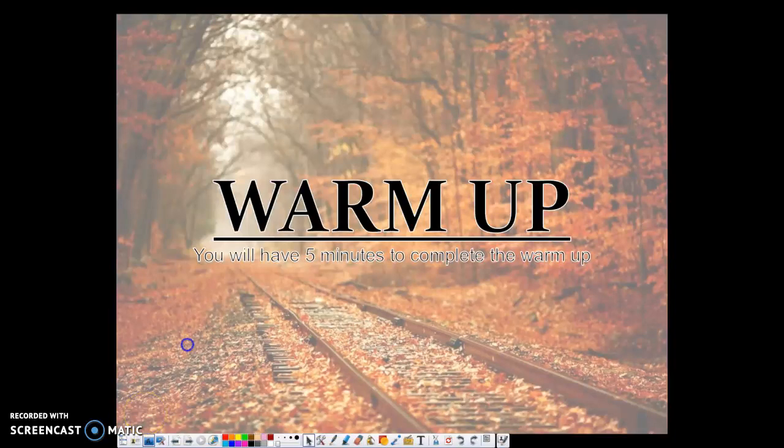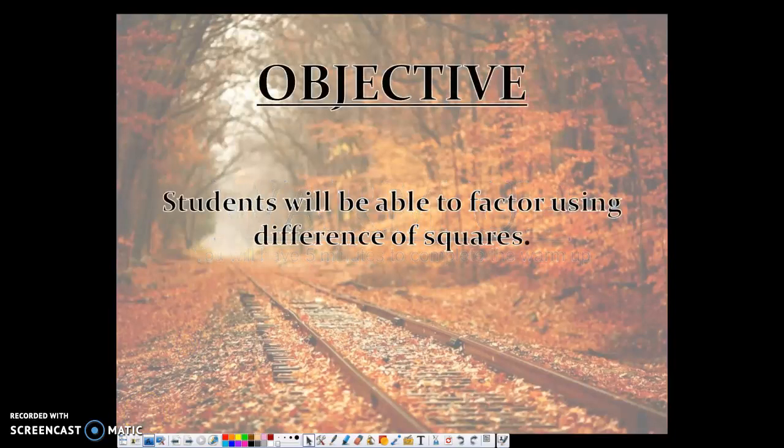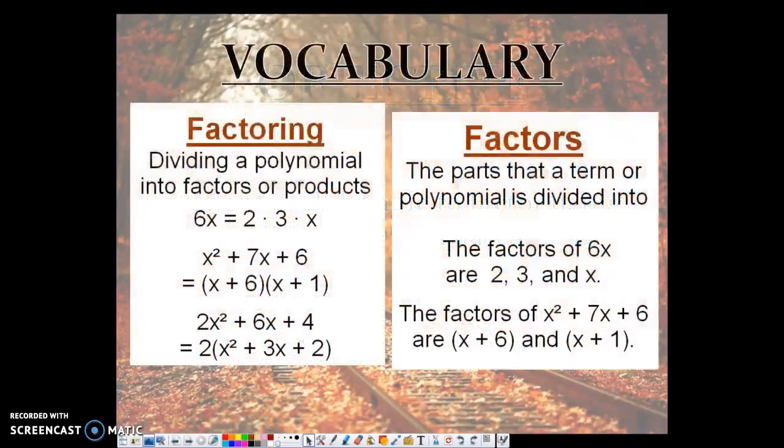Alrighty, so now we're going to look at differences of squares. Students will be able to find factorings using differences of squares. Remember, factoring is when you're splitting something apart. The factors are the pieces that you split it apart into.